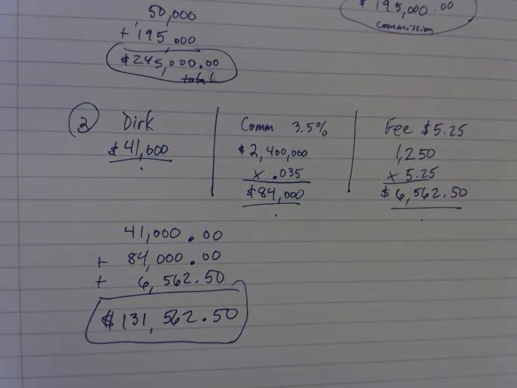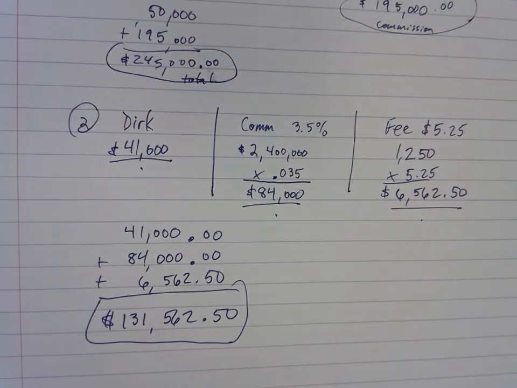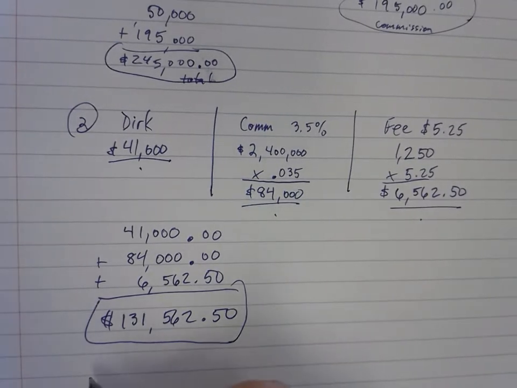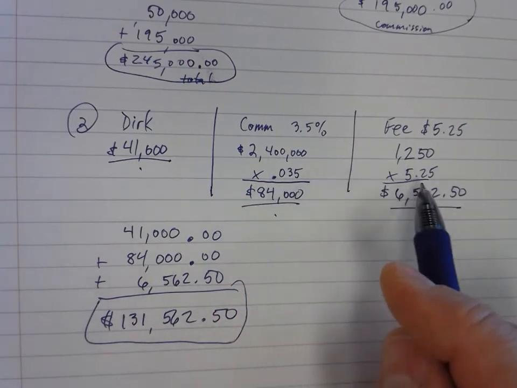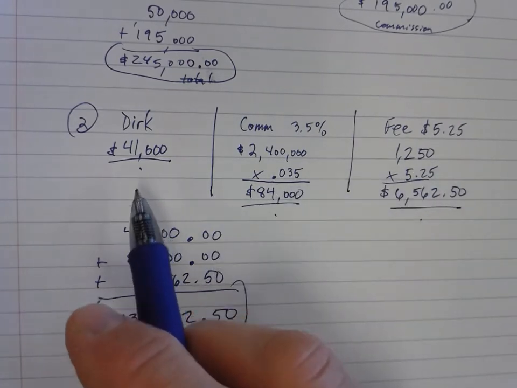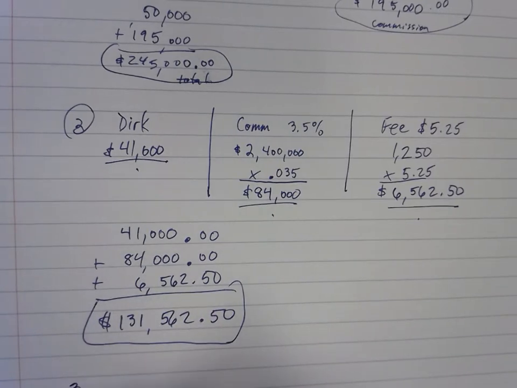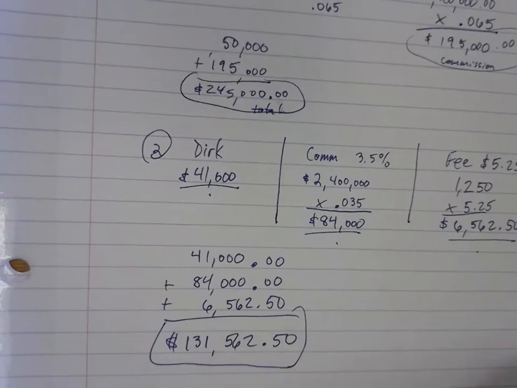What time we got? Oh yeah, we probably got time to do you another one. All right. So there's number 2. Get your commission there. Get your fee there. Add the fees, the commission, and his annual salary all together. All right, number 3 here, staying on the same page.